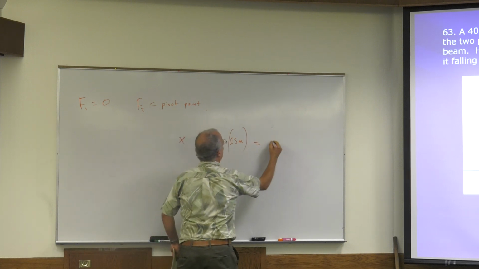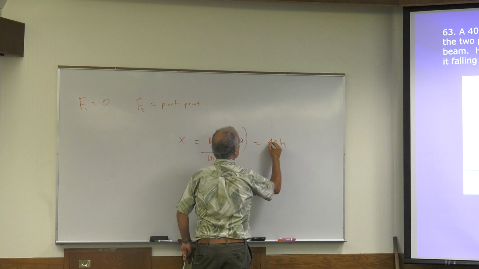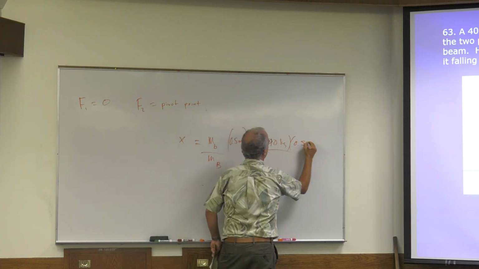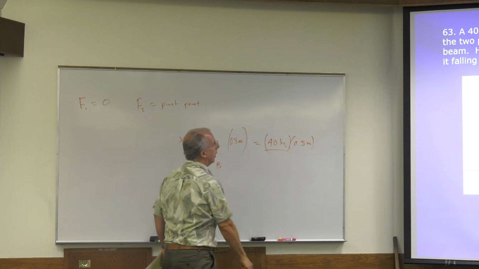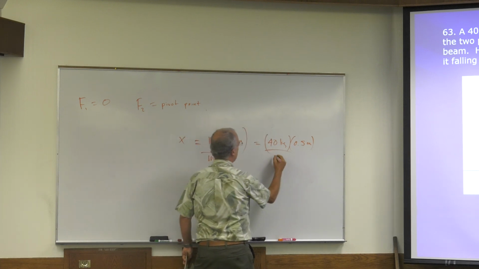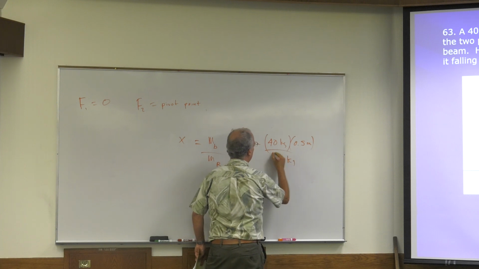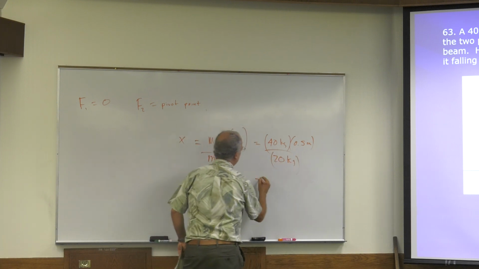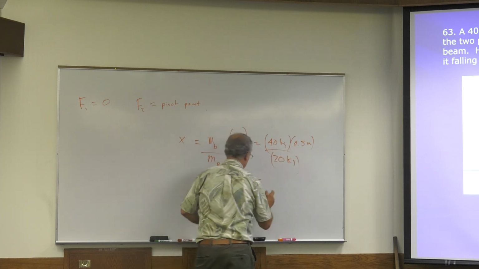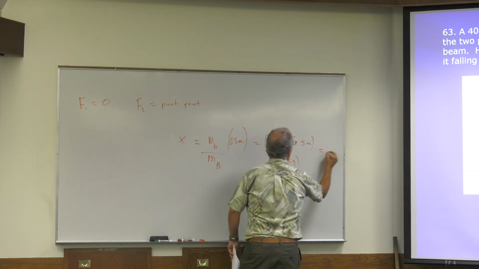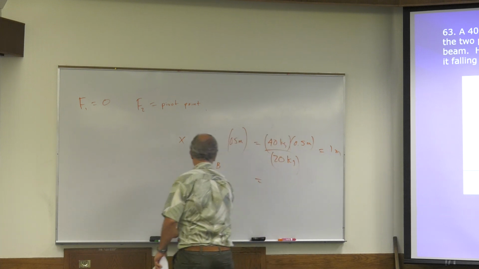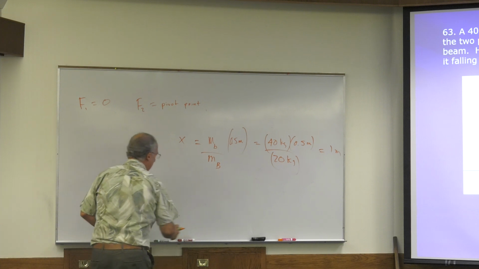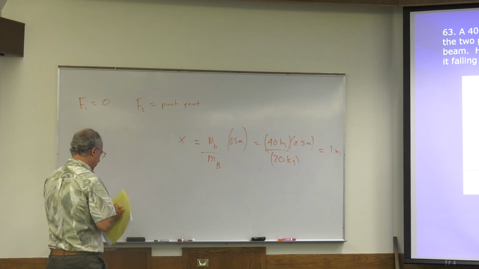I'll just do it over here. 40 kilograms times a half meter. Mass of the boy is, what, 20 kilograms? Okay, 2 times a half is 1. So 1 meter. There you go. So that's just a nice torque example.